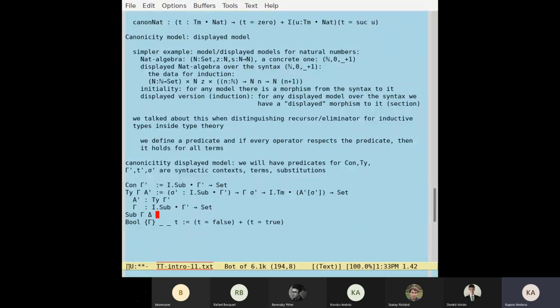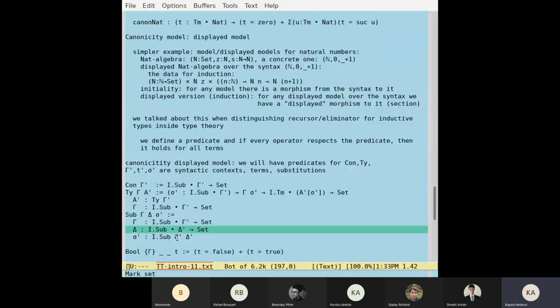Let's do substitutions first. So for a substitution from gamma to delta, where now gamma and delta are again these predicates on gamma prime and delta prime respectively. So they have this type. And now sigma prime is a substitution from gamma prime to delta prime, right? So okay, maybe I write this here. And now sigma prime is just a syntactic substitution from gamma prime to delta prime. Okay. Now what I want to say is that this sigma prime respects this, or this predicate delta holds for sigma prime.